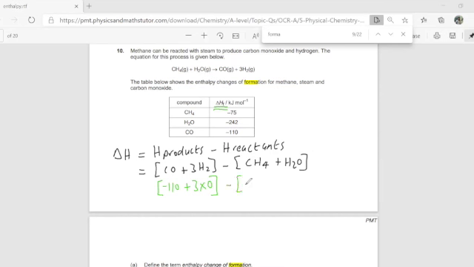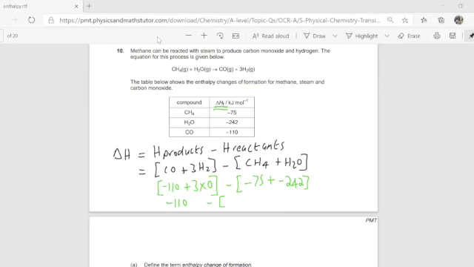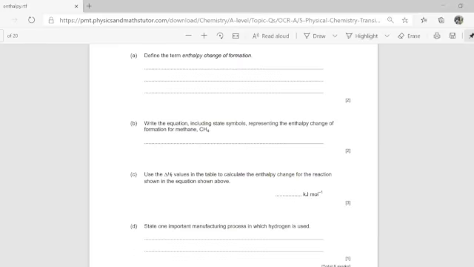So I'm just taking the numbers from the table. Methane is minus 75, water is minus 242. And the first bracket is minus 110. The second bracket comes up to minus 317, so that's minus 110 plus 317, which comes up to 207 kilojoules per mole. So this again is a 3-mark question and quite straightforward to do once you make sure that you've multiplied by the correct number of moles in the equation.